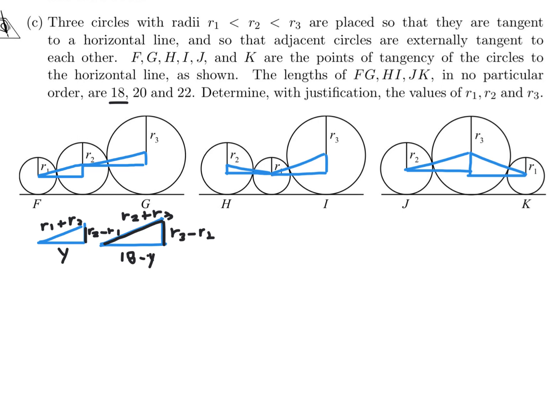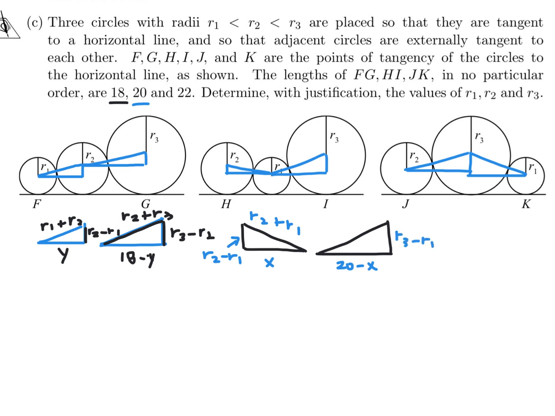Okay, in a very similar way, I'll just do it really quickly this time instead of talking you through it. So again, I've got to label these guys. Let's label them. Again, this is going to be X, 20 minus X, because I'm using 20 this time. And then this is R2 minus R1. This is R2 plus R1. And this is R3 minus R1, I believe. And then this is R3 plus R1.